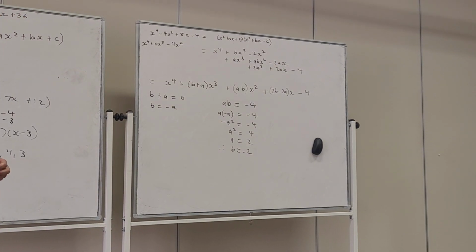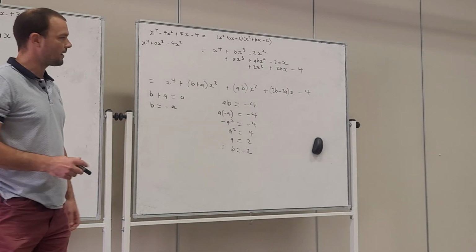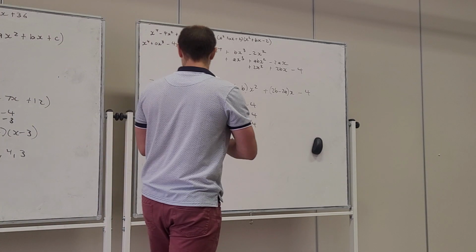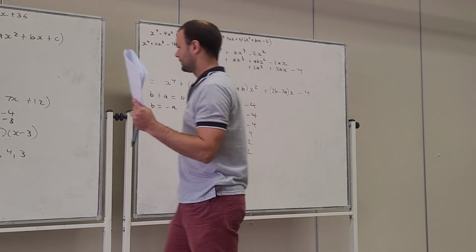Excellent. So we've found the values of a and b, but then it asks us to do something else, doesn't it? It says, find the values of a and b, and hence solve this equation. So we are going to need a bit more board space. I might come back over onto this one.